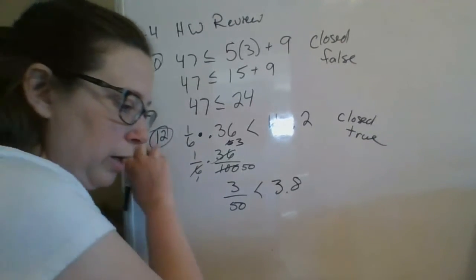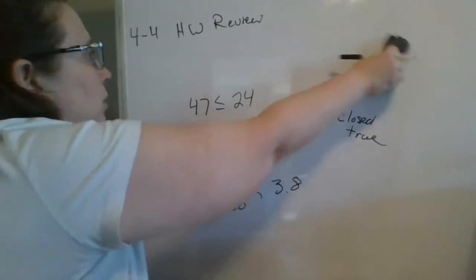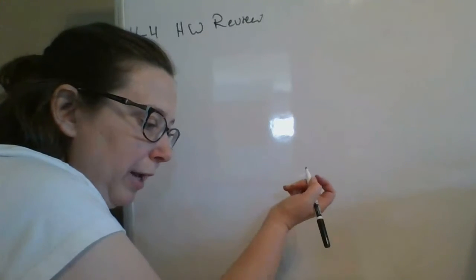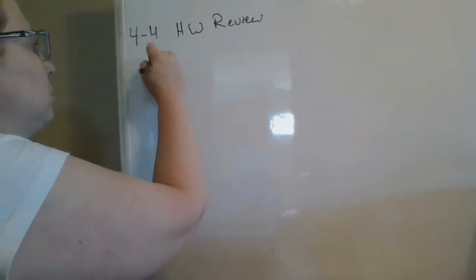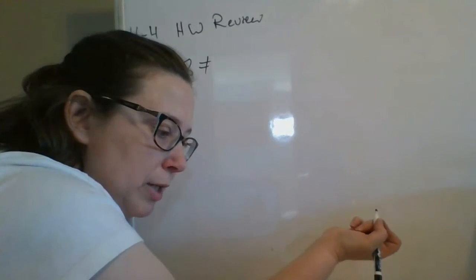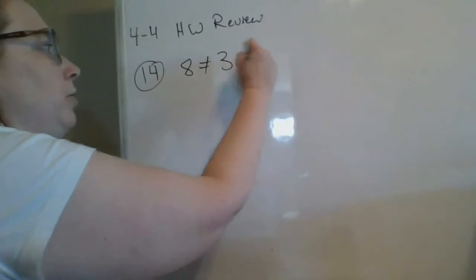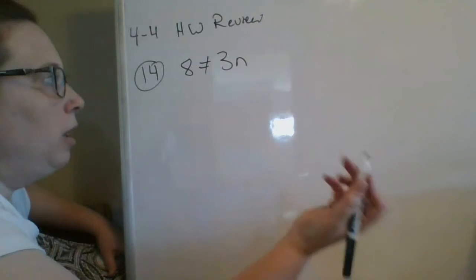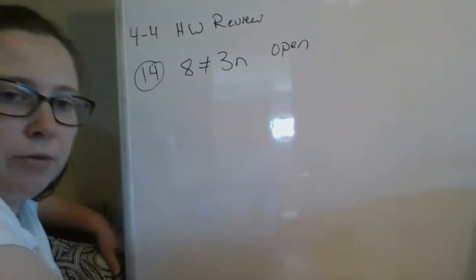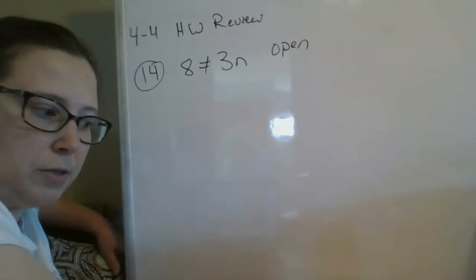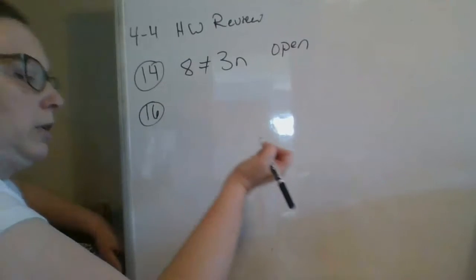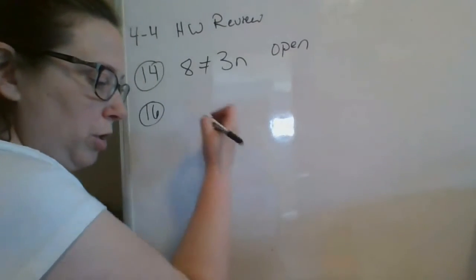Next up, we have number 14, another inequality. So we have A is not equal to 3 times a number. 3 times a number would be 3n, and this one is open. So when they're open, we can't tell if they're true or false because we don't know what n is. The next section, they're going to tell us what the variables equal, so we're going to then substitute and say if it was a solution or not.